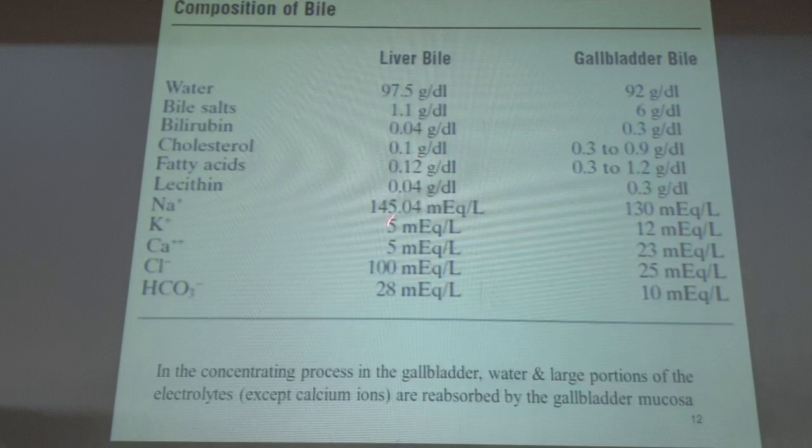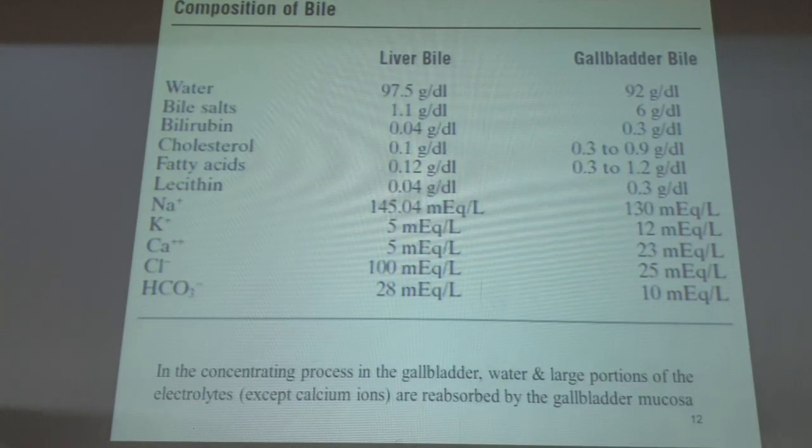This is the difference between the composition of bile secreted from the hepatocyte and that of the gallbladder. You see that the water content is decreasing while the bile salt concentration is increasing, bilirubin concentration is increasing, cholesterol concentration is increasing, fatty acids also increasing, lecithin is increasing. Ions, most of them are decreasing. Mainly sodium and chloride are decreasing, they are reabsorbed, and the concentration of bicarbonate is also decreasing. Calcium ions are minimally absorbed. Again, sodium chloride is maximally reabsorbed from the bile.